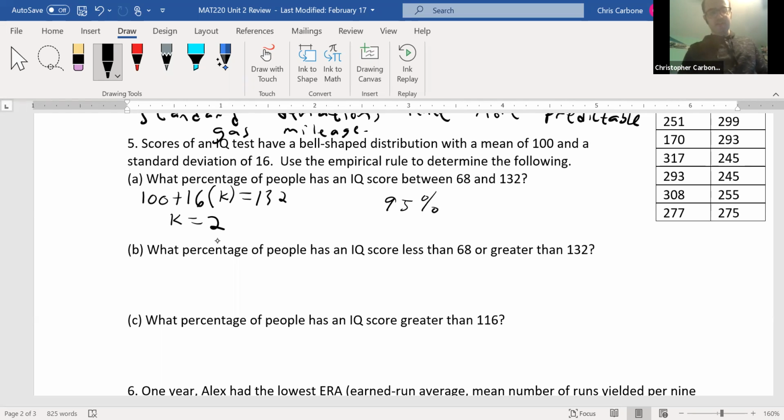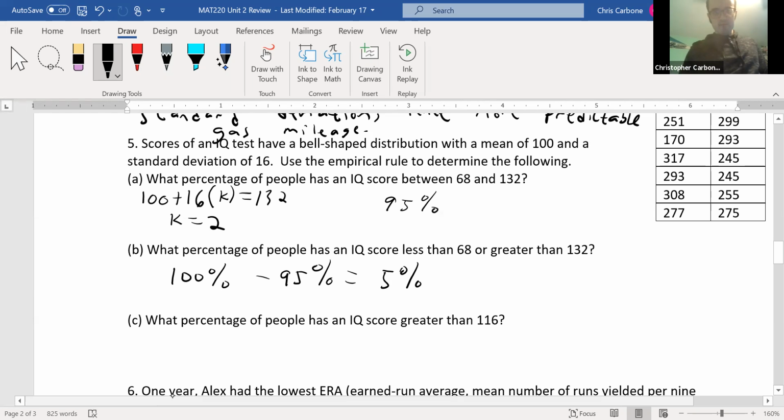For the percentage of people with an IQ score of less than 68 or greater than 132, as we saw, we take 100%, subtract our 95%. That means 5% will have an IQ score of less than 68 or greater than 132. And then finally, we want what percent of people have an IQ score of greater than 116. So we need to find how many times we add 16 to 100 to get a value of 116. Well, k here is 1.